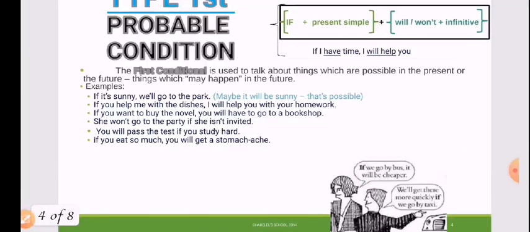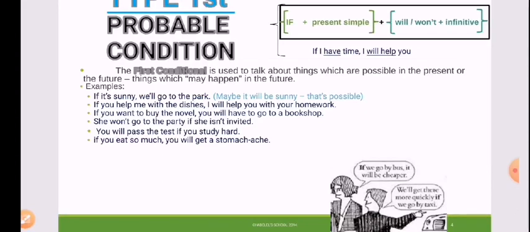When we go to type 1, we call it real present. What do we mean by real present? It means the action is possible, probable, or likely to happen in the present or the future. In the if clause, we usually use a present tense. Any present tense may work, but most of the time we use present simple. In the main clause, most of the time we use future simple. It means will plus infinitive, but sometimes we can use may, must, can plus infinitive. We can sometimes use an imperative also.